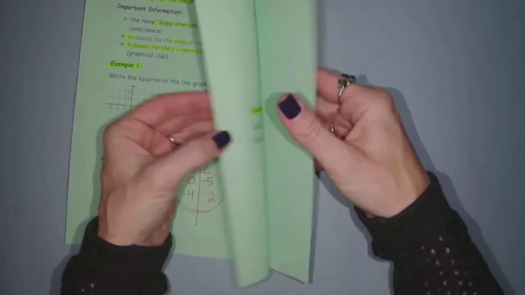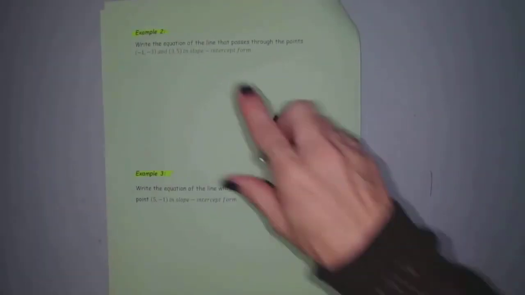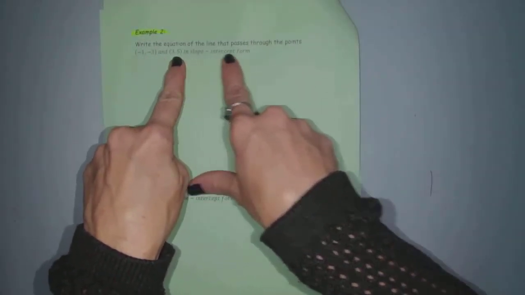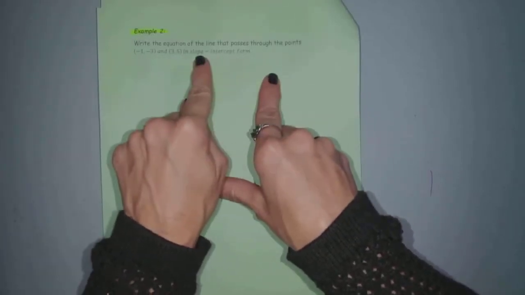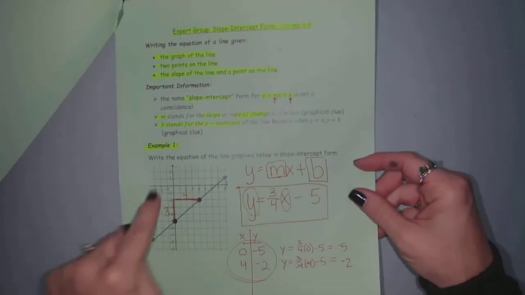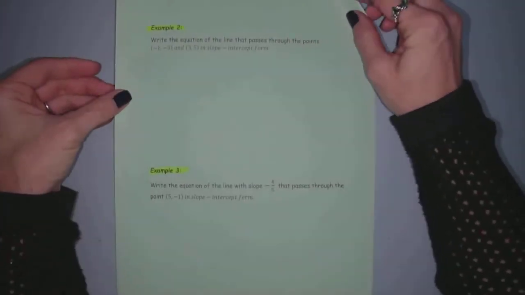Okay, let's go on to example 2. Almost done. This one, no graph. It just says, write the equation of the line that passes through these 2 points, -1, -3, and 3, 5, and they want you to do it in your expert slope-intercept form. So they basically want me to do the same thing as we did here, only they didn't provide the picture. So when you're not provided the picture, there is another way to write the equation.